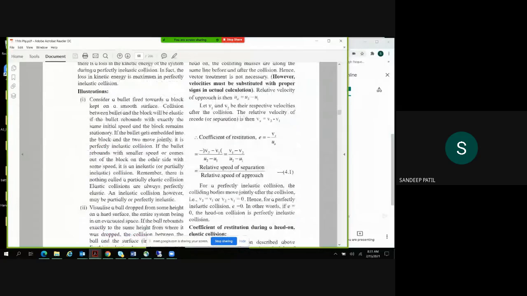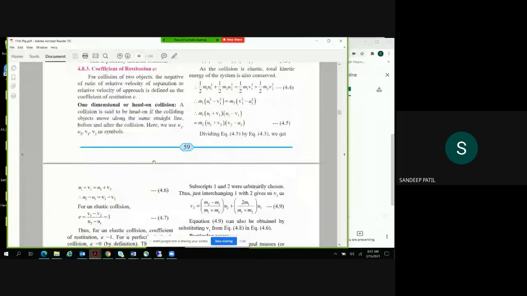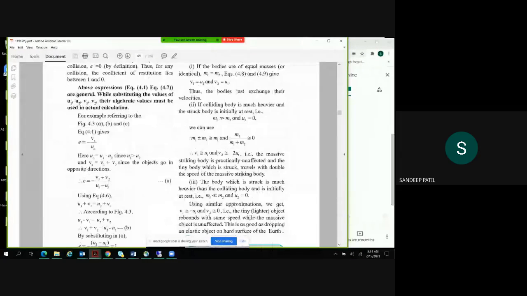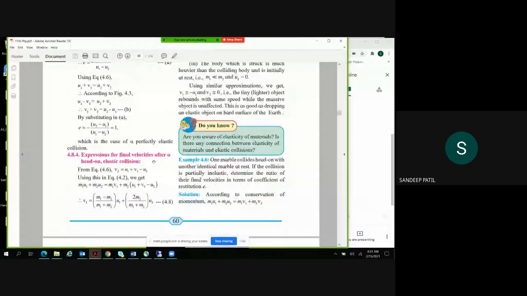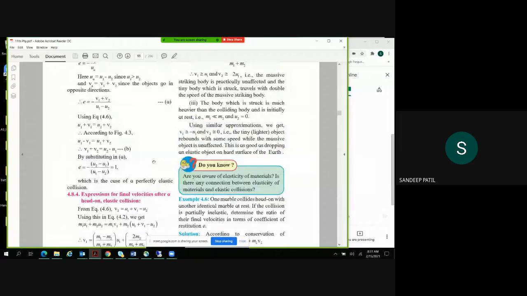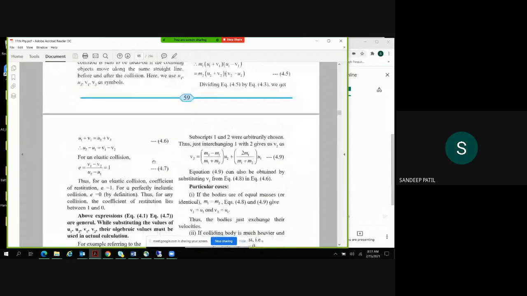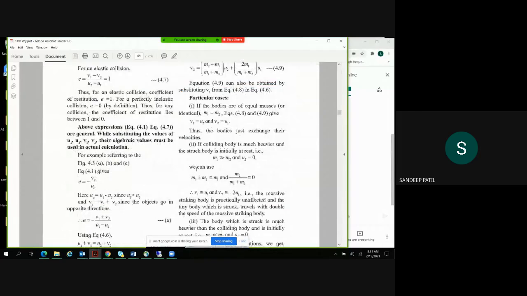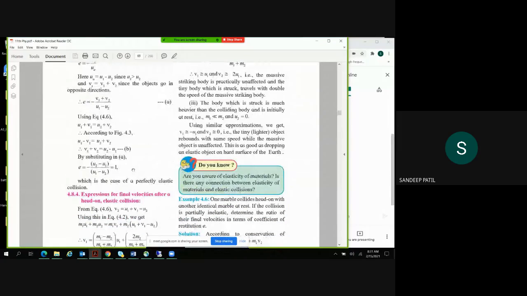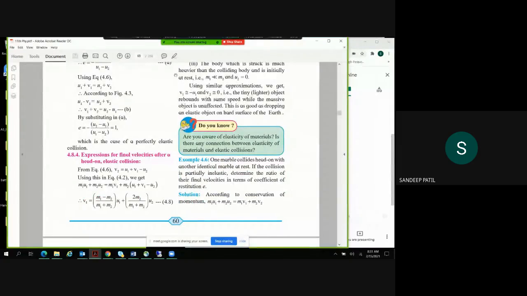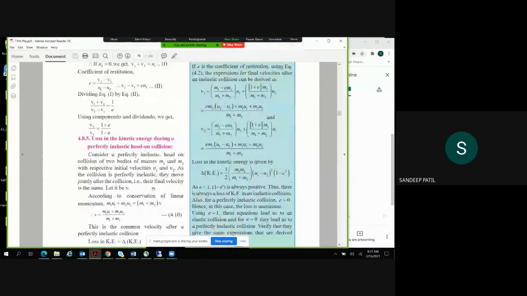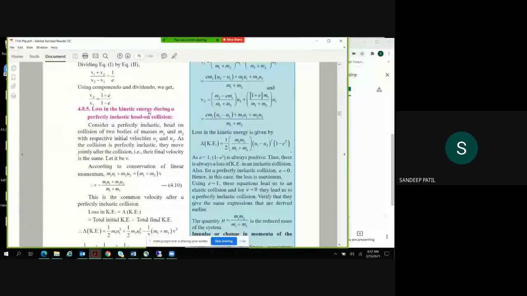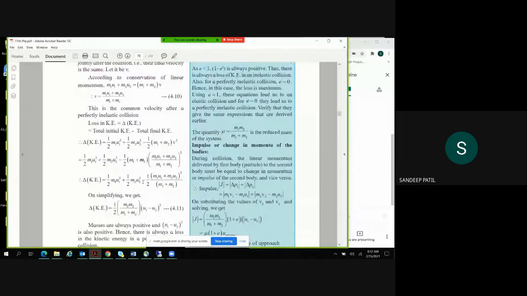So, I think in last lecture we covered the coefficient of restitution. Then what is the coefficient of restitution for different cases, like one-dimensional head-on collision? What are the factors affecting this coefficient of restitution? And the expression of final velocities after head-on elastic collision, right? We have already covered this part. Then loss of kinetic energy during perfectly inelastic head-on collision. What is the formula for that?